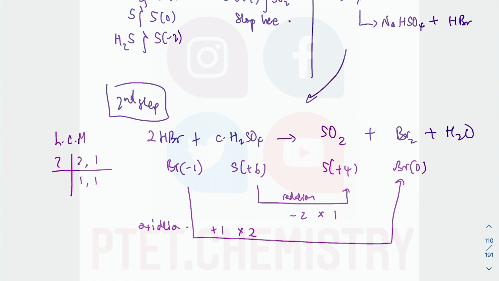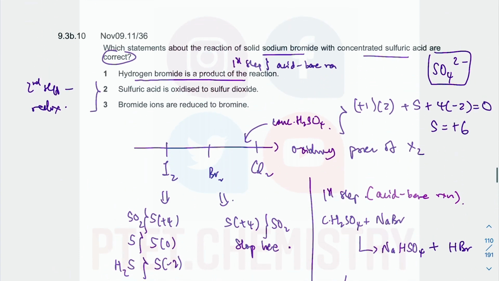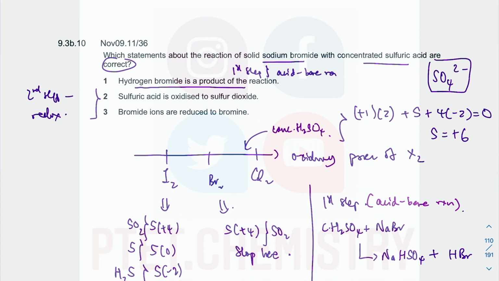This is 2H. You need to balance this equation, and that gives me 2 then. So 2 hydrogen, 4 hydrogen, 2 oxygen, 4 oxygen, 1 sulfur, 2 Br. This equation is balanced. This is your second reaction, your redox reaction. If you go to your first step, that was your acid-base reaction. So, the statement says sulfuric acid is oxidized to sulfur dioxide.